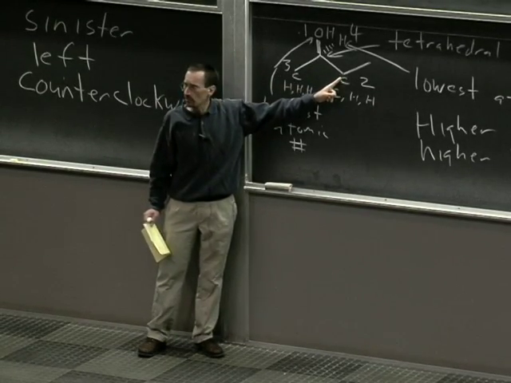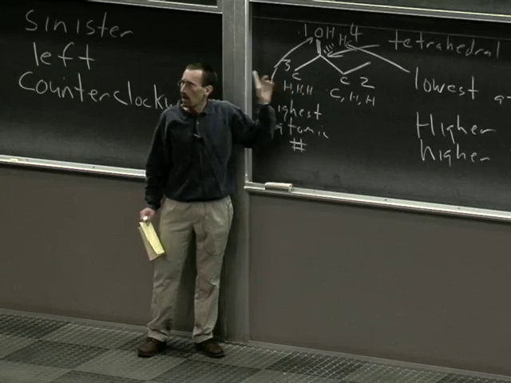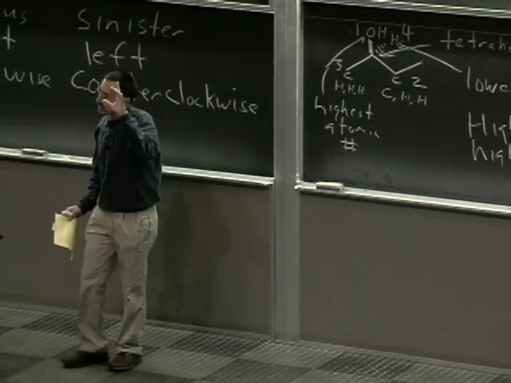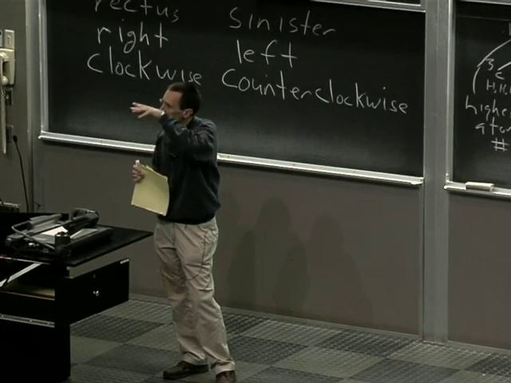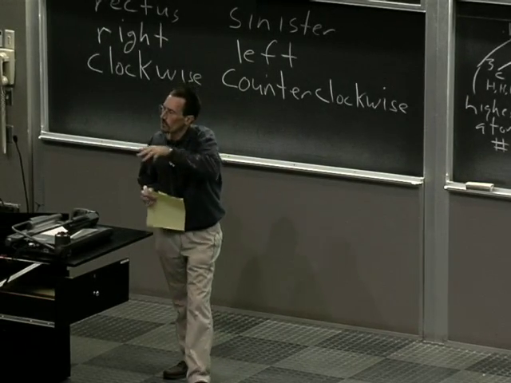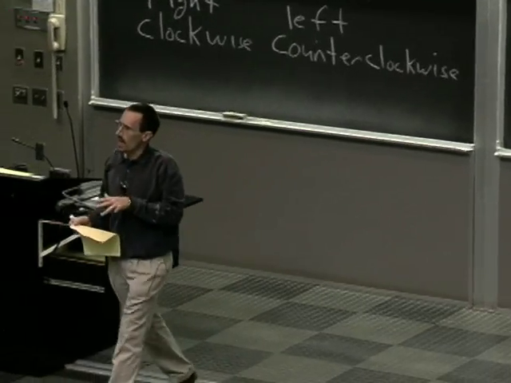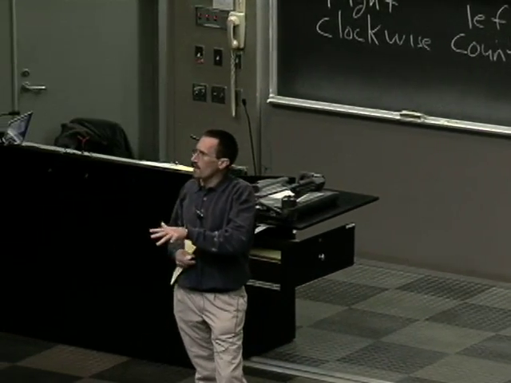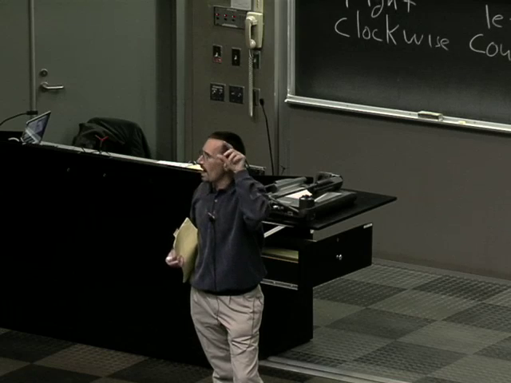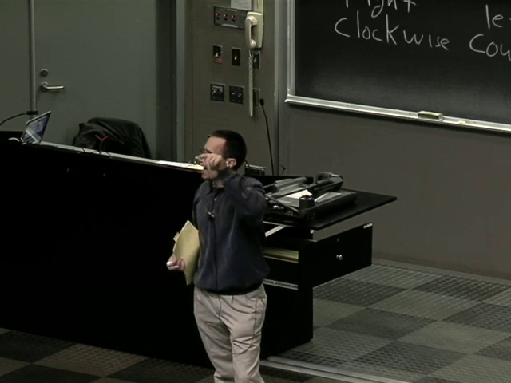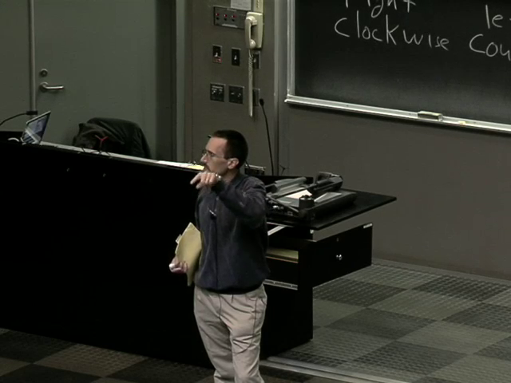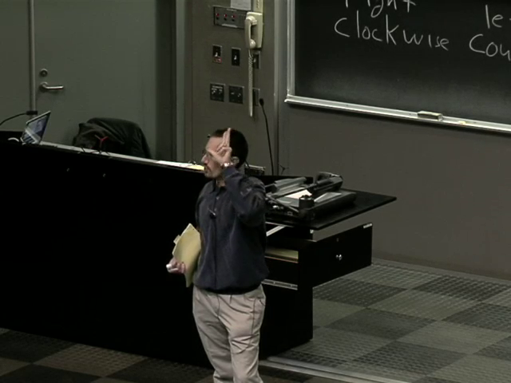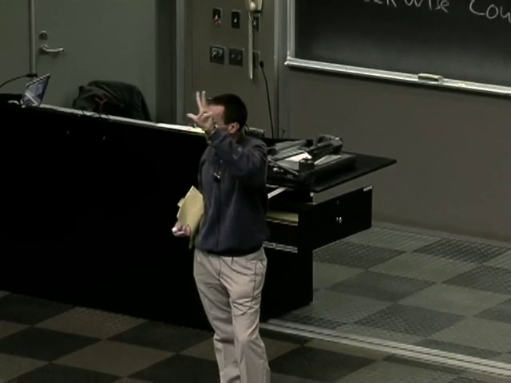Both the ethyl group and the methyl group are carbon, so we know they're both at the same level of their atomic number. So now we have to break the tie. And to break the tie, what we do is we move outward along the chain and say what's connected to each carbon. Connected to the methyl group is 3 hydrogens, all atomic number 1.